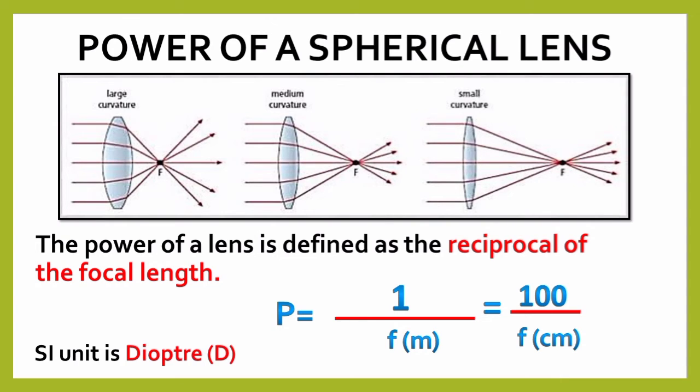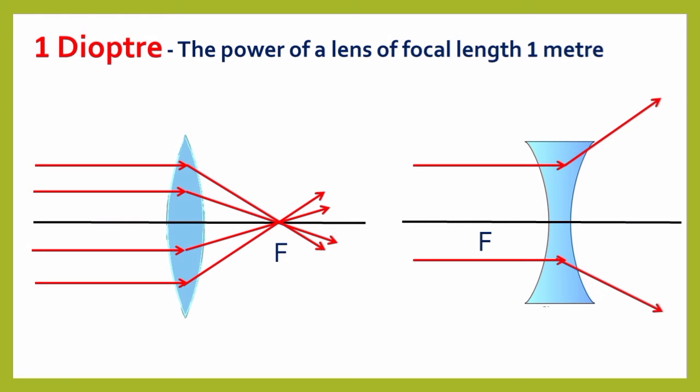The SI unit of power is diopter. What will be the power of a lens if its focal length is 1 meter? Yes, the power will be 1 diopter. Hence, 1 diopter is the power of a lens of focal length 1 meter.